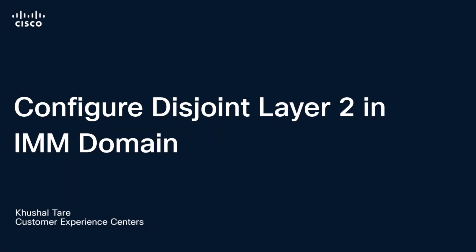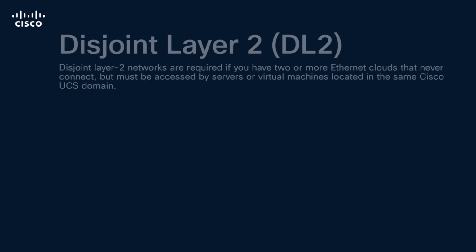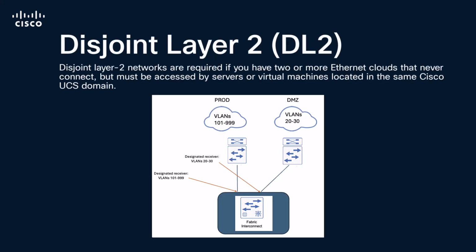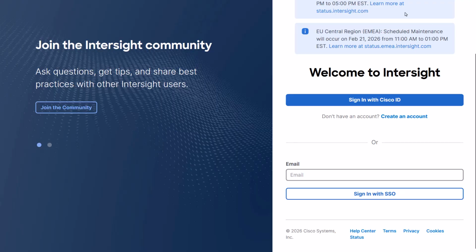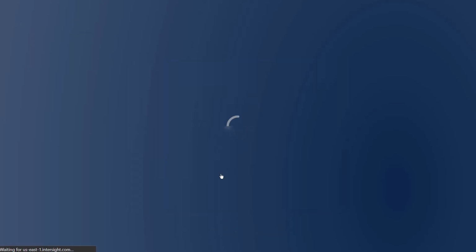In this video, I want to demonstrate the process to configure Disjoint Layer 2 in Intersight Managed UCS Domain. This is the topology for Disjoint Layer 2 network that we are going to use in this video as configuration process. First, log into Cisco UCS Intersight using admin account role.